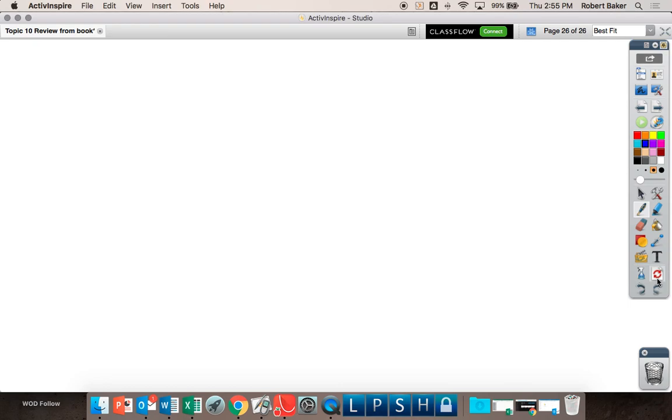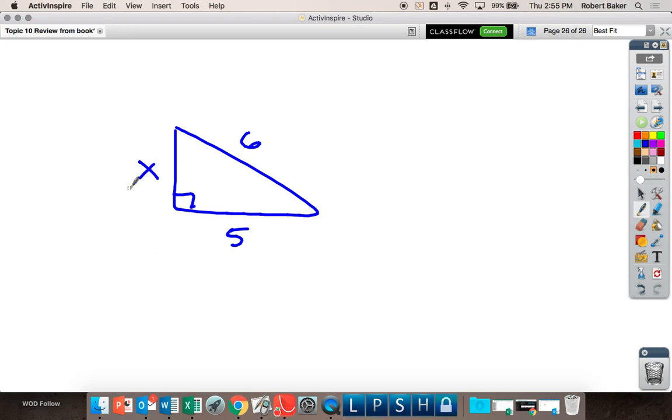Okay, so if I draw it, it makes more sense. You have a right triangle. The hypotenuse is 6. One leg is 5. Does the other side length create a Pythagorean triple? So Pythagorean triples are whole numbers. Is x a whole number? It's a yes or no question. Okay, no.